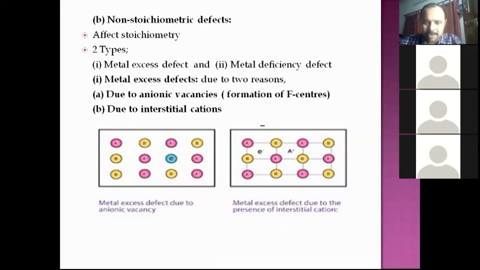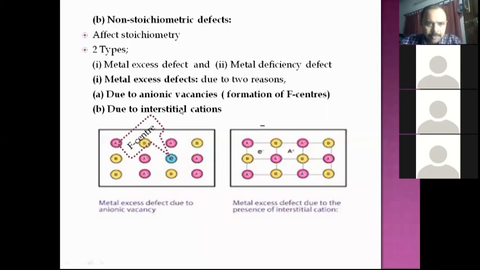So total negative and total positive are balanced. It is electrically neutral, right? So that is the F center. You can see here the F center. It is marked there. You can easily understand. Not a problem.